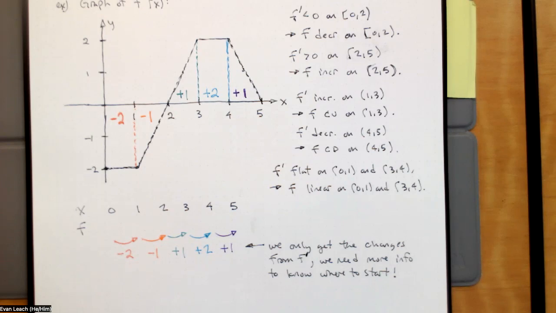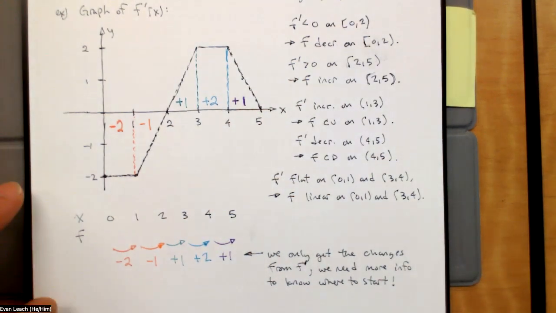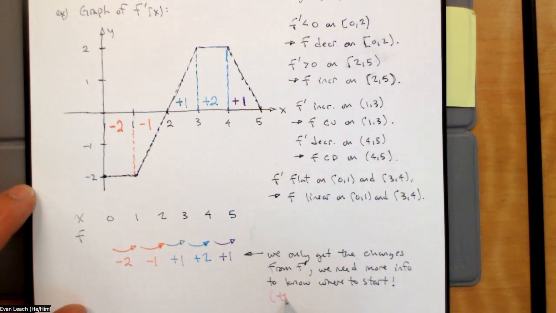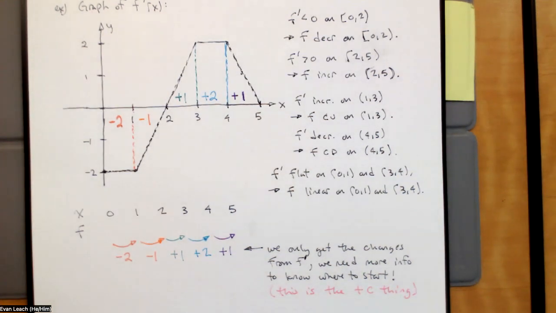So if we had some information about the function, we would be able to figure out what the plus c is. This is the plus c showing up in numbers. That's how the plus c shows up. We need an additional piece of information. We took the derivative of whatever the constant term of our function was, and we got 0, just like every other constant. So this is the plus c thing.